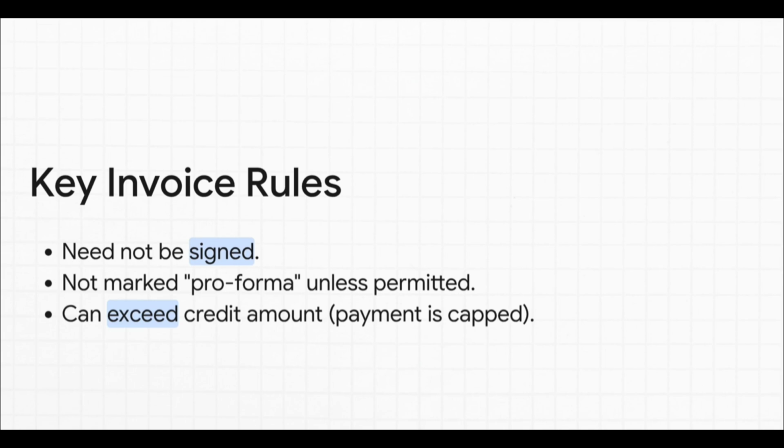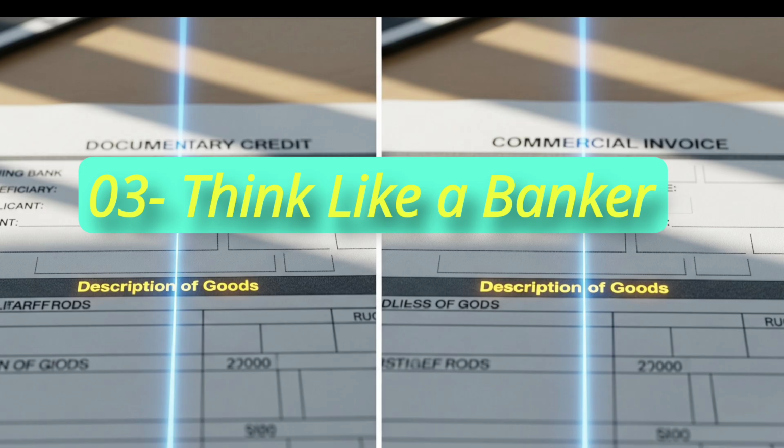Second, make sure your invoice isn't titled pro forma or provisional unless the credit specifically says that's okay. And third, you can invoice for more than the credit amount, but just be aware the bank is only going to pay up to the maximum limit set in the credit. Okay, so we've got the rules down.